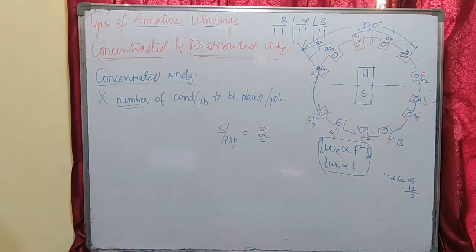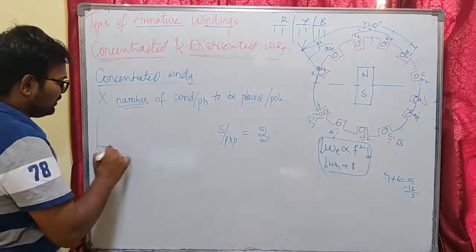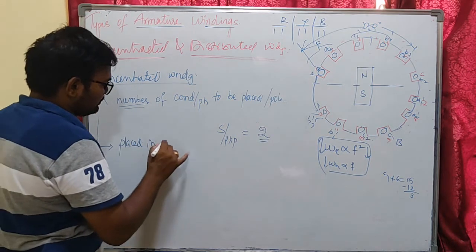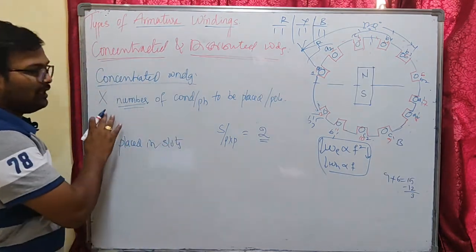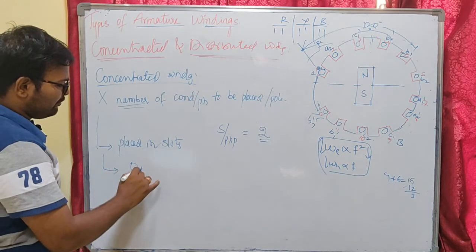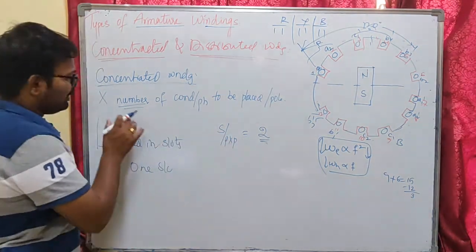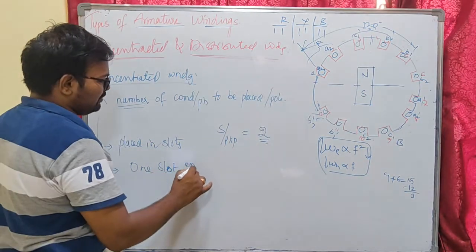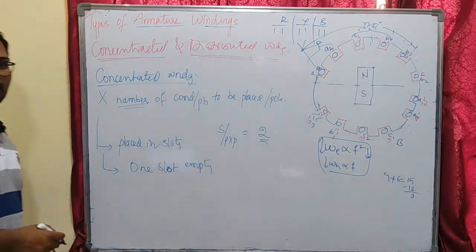Okay, if all the X conductors per phase are placed in one slot, that means I will be left with one slot empty. I have 2 slots. If I kept all the conductors per phase in one slot, one slot will be empty here.